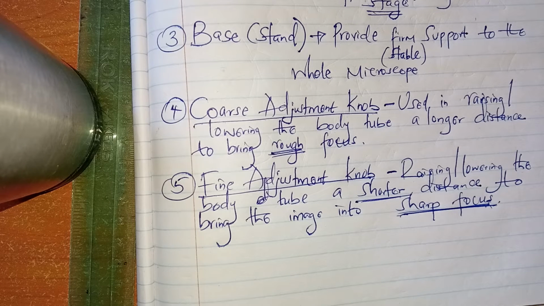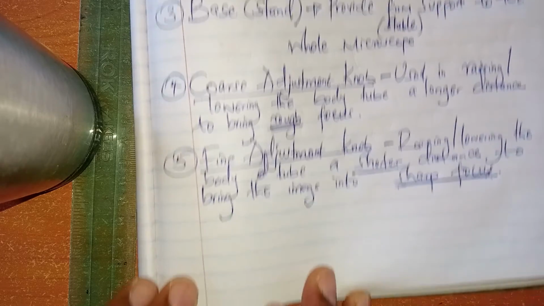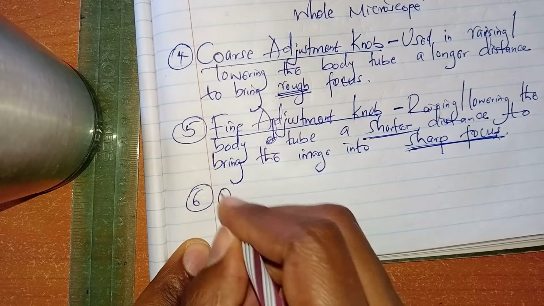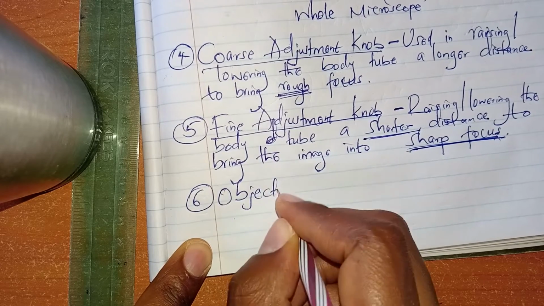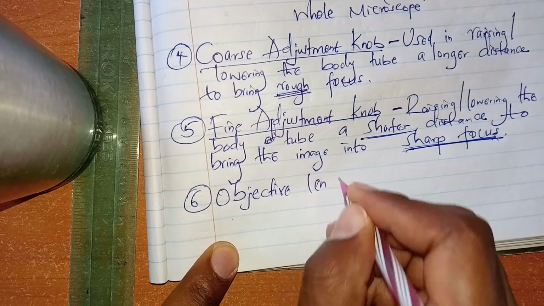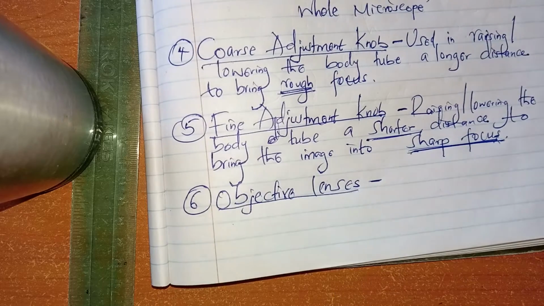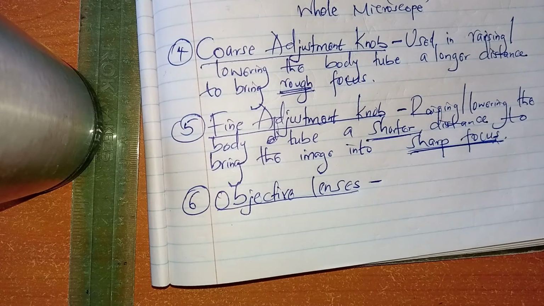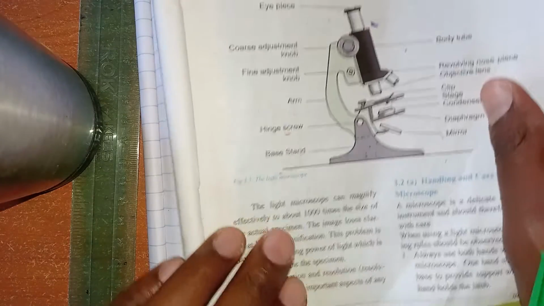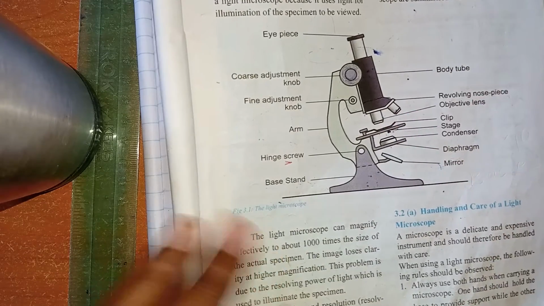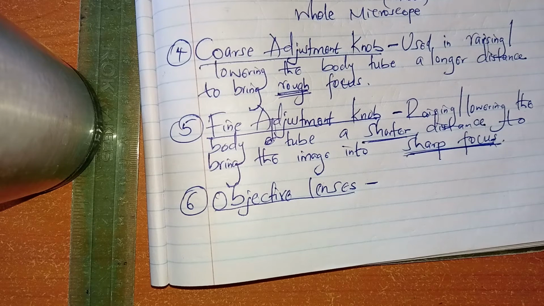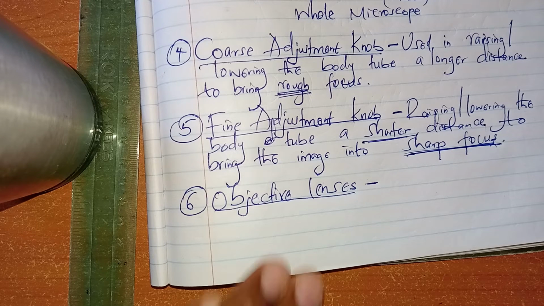We also have more parts. We go to number 6, the objective lenses. Objective lenses, they also have lenses. I can show you them here in this small diagram. They have lenses, the objective lenses, the two here. They have lenses that are also used in magnification, but they work in combination with the eyepiece lens. So this is the second set of lenses.